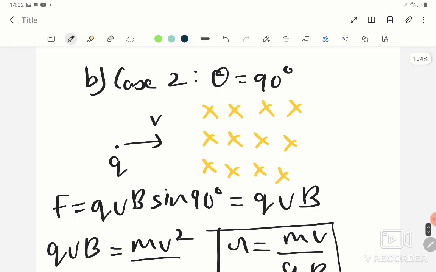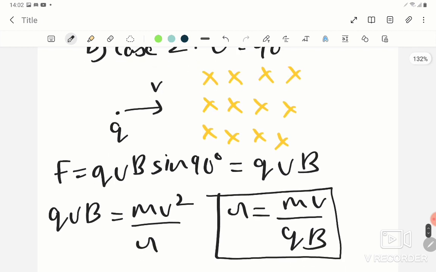So guys, in summary, whenever a charge enters a magnetic field at right angle, then it will experience circular motion, and the radius of this circle will be given by mv upon qB. So with this we have completed the second case. Let's move ahead to the third case.